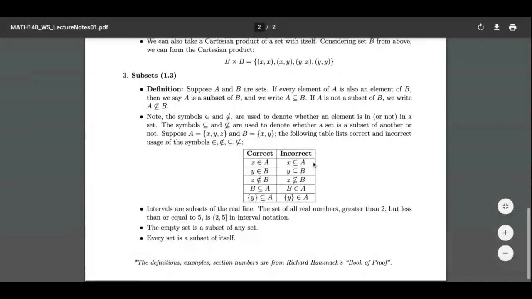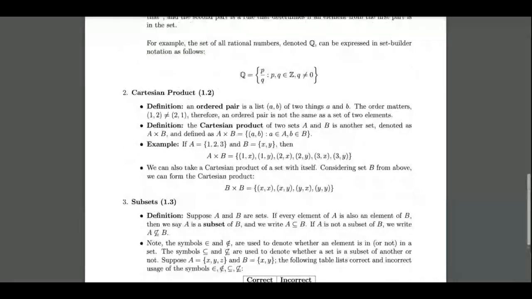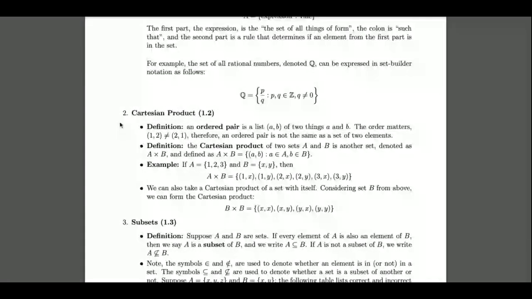All right, so that's sets and subsets. Now let's go back to something called a Cartesian product. Right, we all know the Cartesian plane. So this is from Descartes. Let's see the definition. Now, an ordered pair is a list? It's not a list. It's a notation.